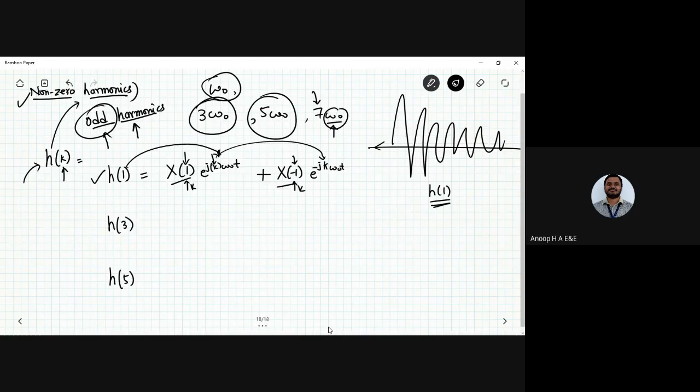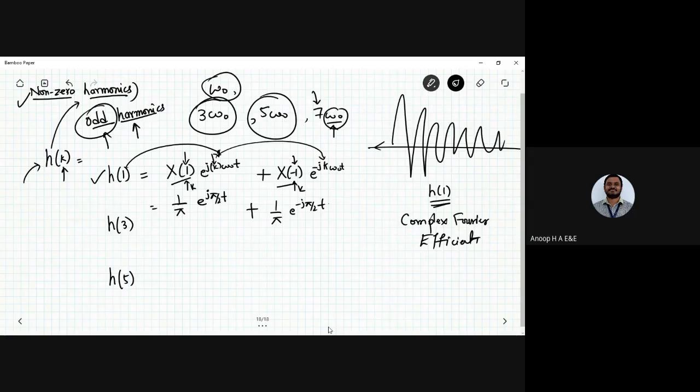So x of 1 and x of minus 1, what are you going to get? That is from the complex Fourier coefficients. Observe carefully: x of 1. What is x of 1? That would be 1 divided by pi, e power j, what is omega naught? Pi by 2, into t, plus x of minus 1, that is also 1 by pi, e power minus j pi by 2 into t.